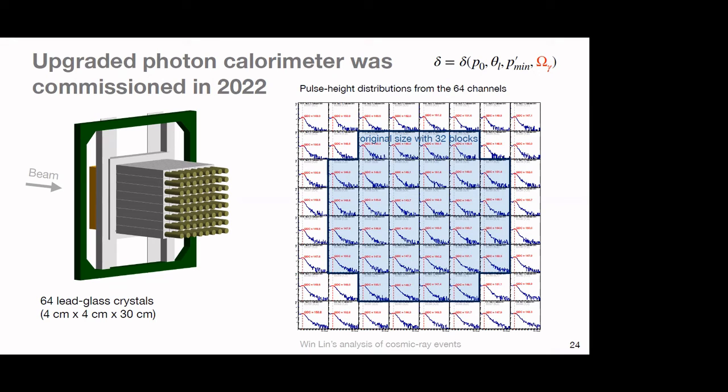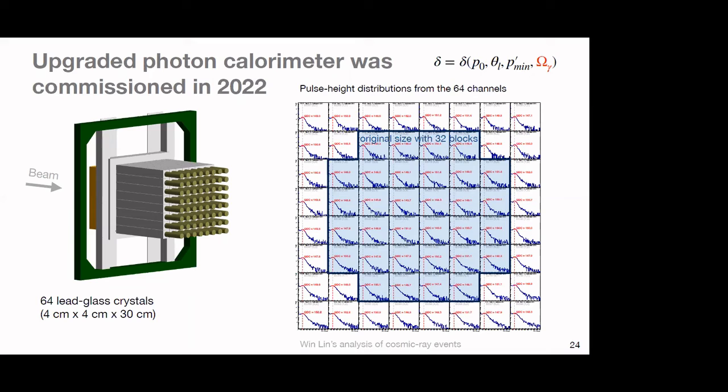Win was leading the analysis on that. This device was commissioned just this year. It's an upgraded device related to the work which I present here. The decision was made that it is good to increase the angular acceptance of our photon calorimeter.